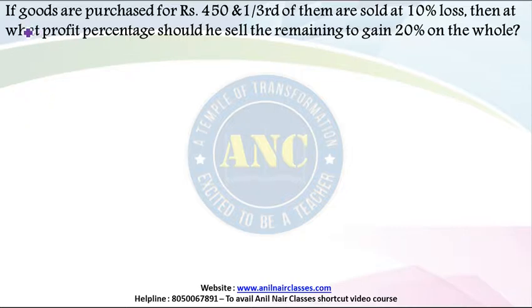Now see here, your question is, if goods are purchased for 450 rupees, the total cost price for me to purchase the goods is 450. That is one of the conditions or statements given in this question. If goods are purchased for 450 rupees, one third of them are sold at 10 percentage loss.